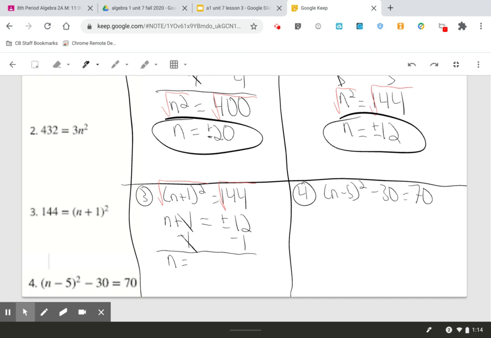If I calculate it with plus, positive 12 minus 1 is going to equal 11. Now I'm going to calculate it with negative. If I do negative 12 and subtract 1, that's going to give me negative 13. So my 2 solutions here are n equals 11 and n equals negative 13.